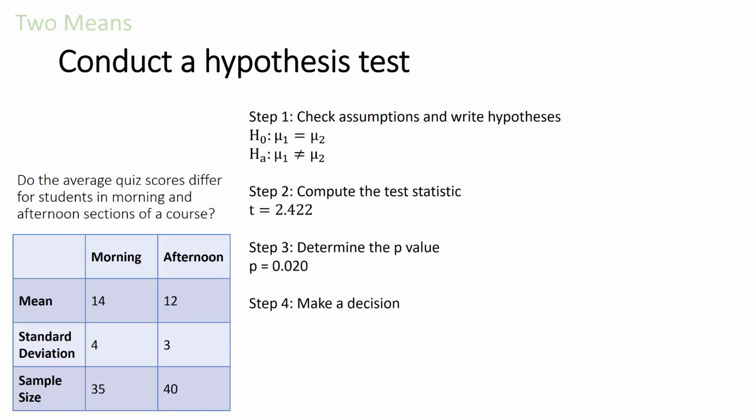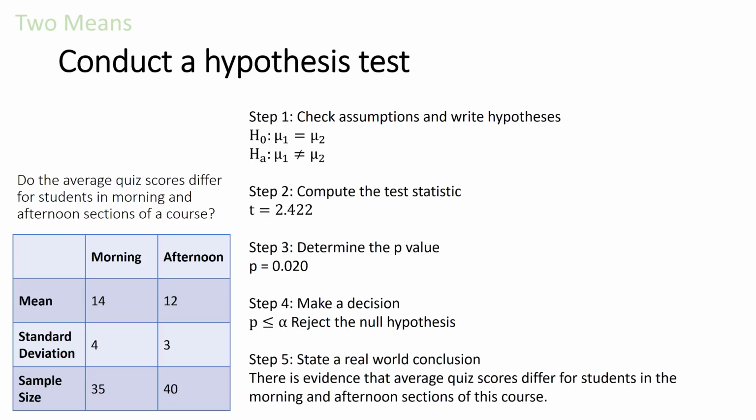Step 4, make a decision. Our p-value is less than the standard 0.05 alpha level. We reject the null hypothesis. Step 5, state a real-world conclusion. There is evidence that the average quiz scores differ for students in the morning and afternoon sections of this course.